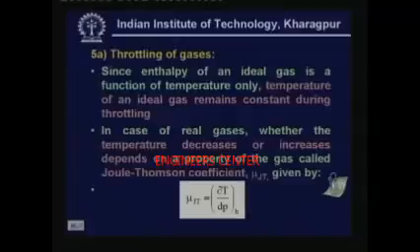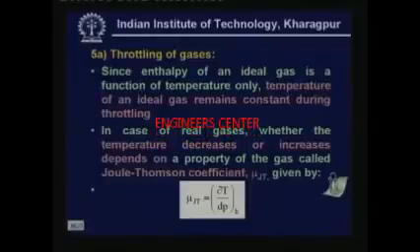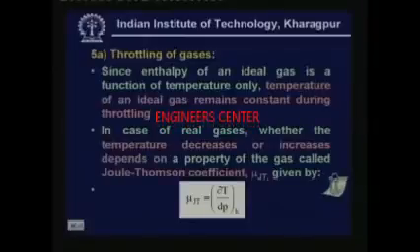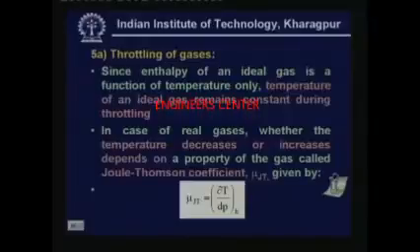Next, when we come to real gases, whether the temperature decreases or increases depends on a property of the gas called the Joule-Thomson coefficient. This is very, very important, and probably you have studied this in your thermodynamics. The Joule-Thomson coefficient, whose symbol is mu subscript JT, is given by the partial derivative of T with respect to P at constant enthalpy. That means the partial derivative of temperature with respect to pressure along an isenthalp, or along a constant enthalpy line. So this is the definition of the Joule-Thomson coefficient.